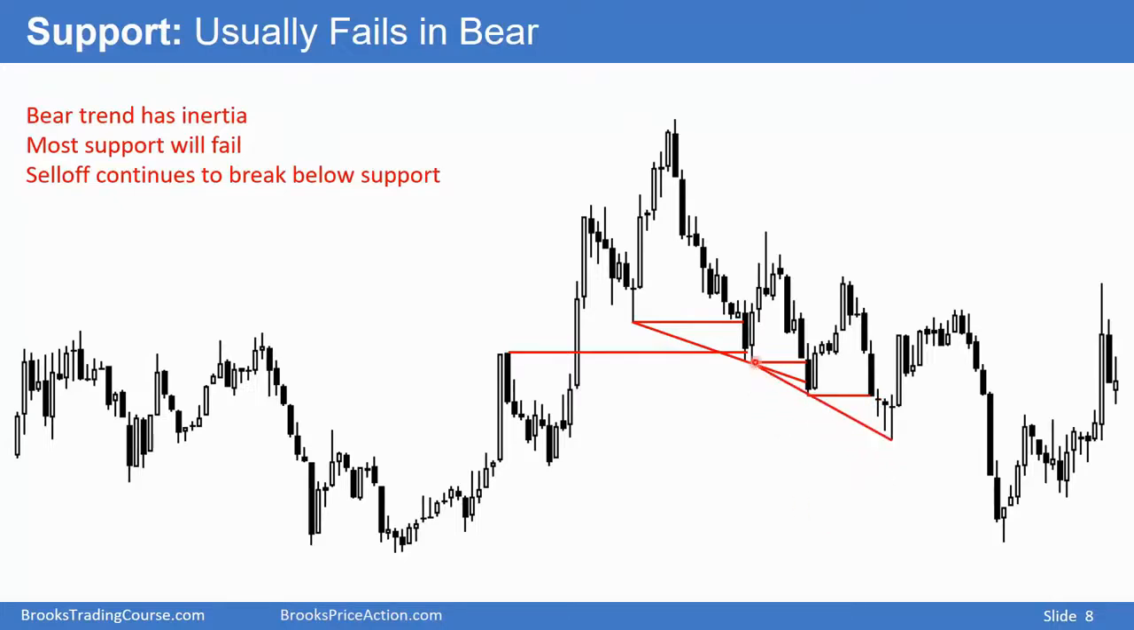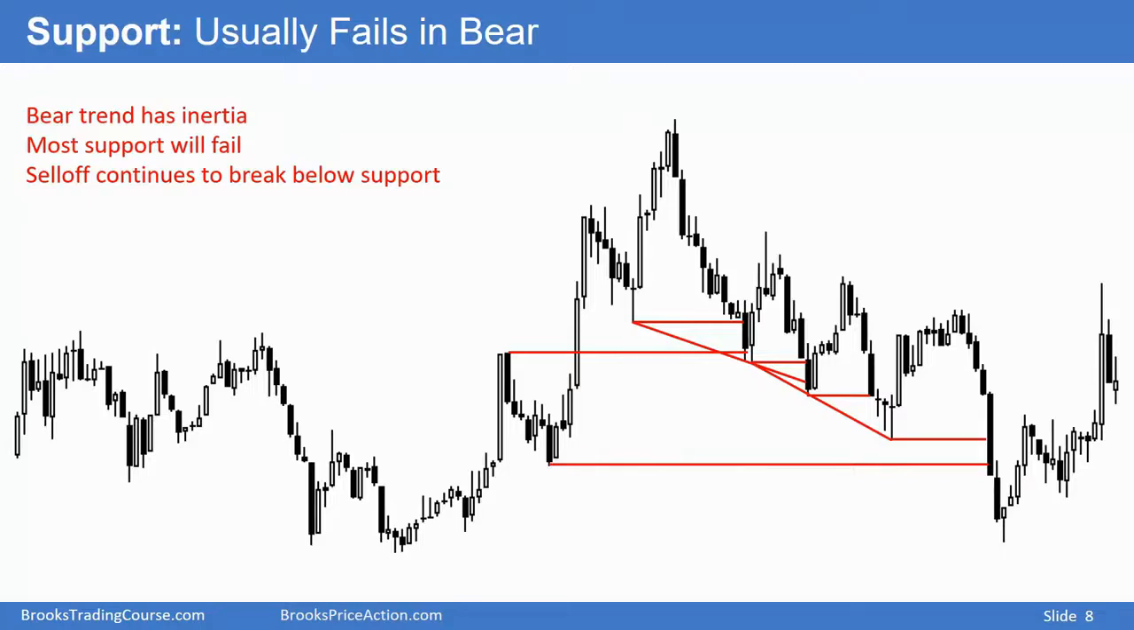A wedge bottom, 1, 2, 3, double bottom here, potential support, trying to reverse up. The market continues to fall through support. A bear trend. Potential support here. We have a spike, pullback, second push, third push. It's a spike and channel bull trend, spike, pullback, channel. Usually the bottom of the channel is support. The market fell through that as well.